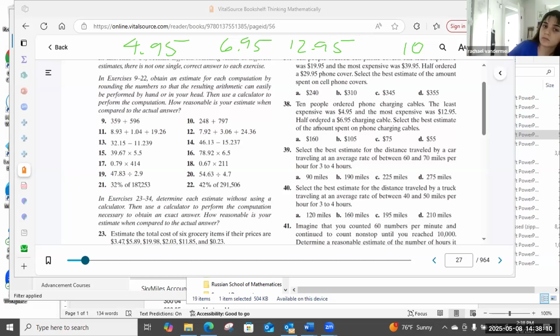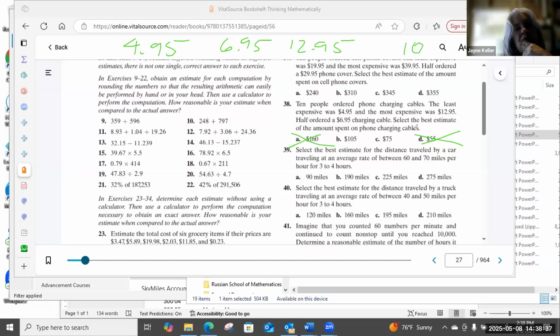So there's no way that this answer could be right, because that was the most expensive one. So the total has to be less than $129.50. So that's not a very good answer. Also, if they all paid $4.95, the total would have been $49.50. So this probably isn't a good answer either.